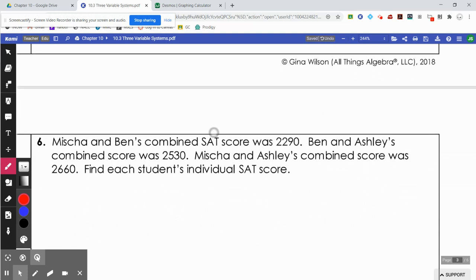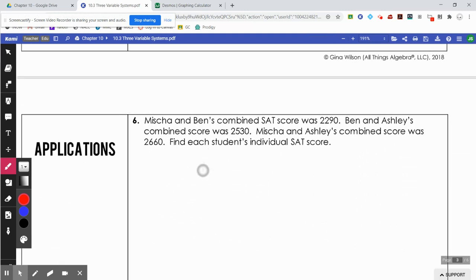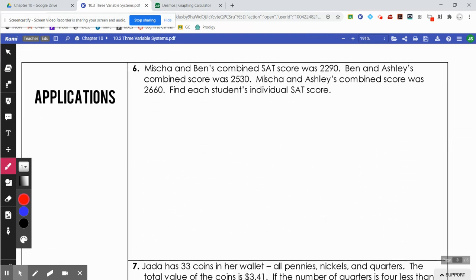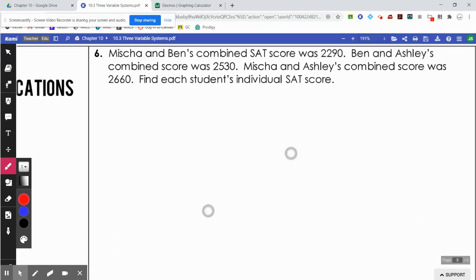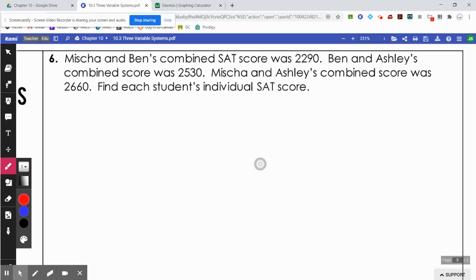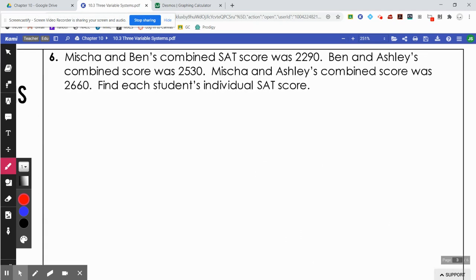Okay, starting with number 6, we're now going to be working some application problems. What I'm going to do is just show you how to set these up. I'm not going to go through the actual process of solving them all because they take so much time. So we're going to set them up, and then I will solve them and show you what those answers would be.